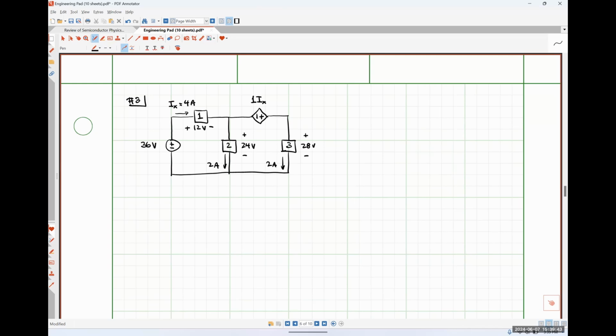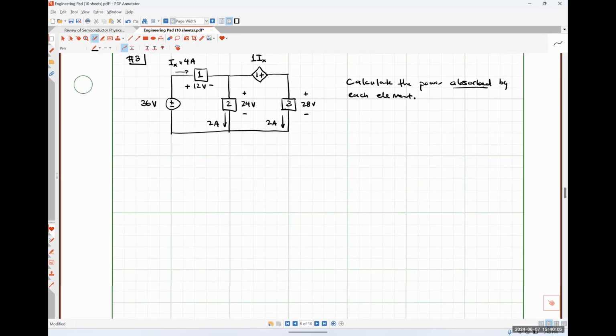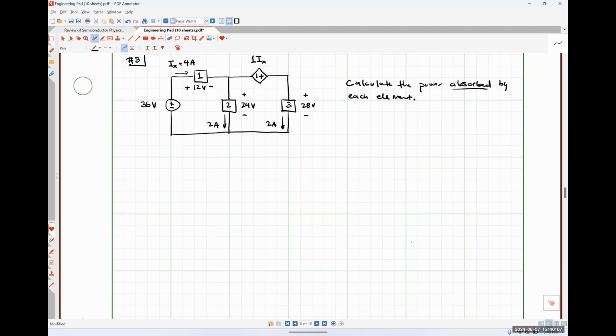And we are asked to calculate the power absorbed, I'm going to underline that, by each element. So let's start with element 1. Okay. So what's the voltage drop across element 1?